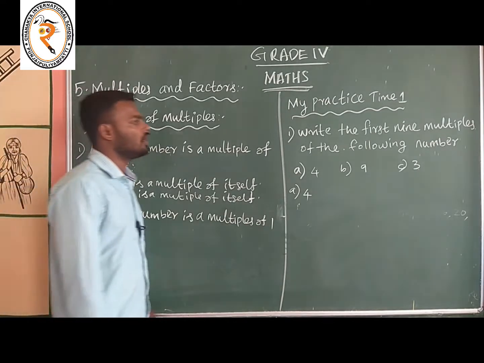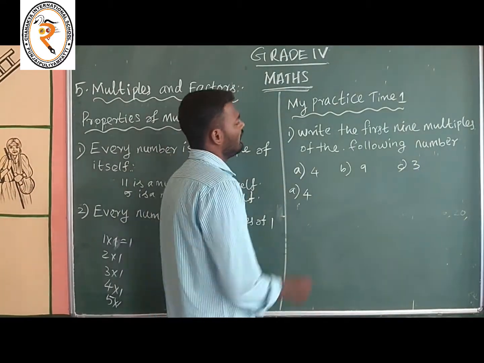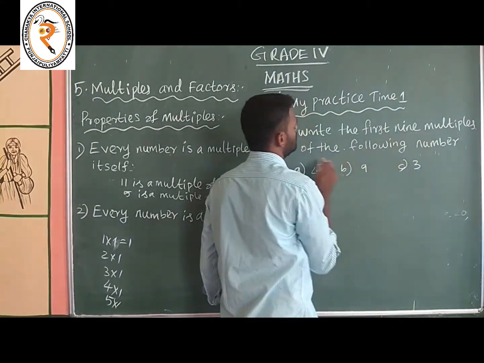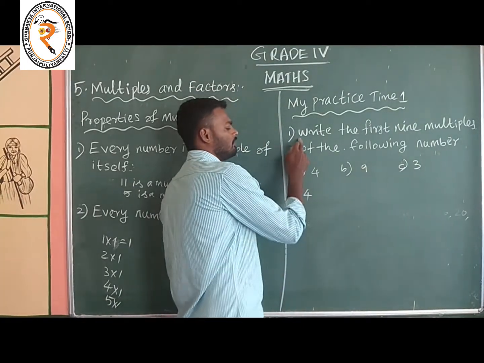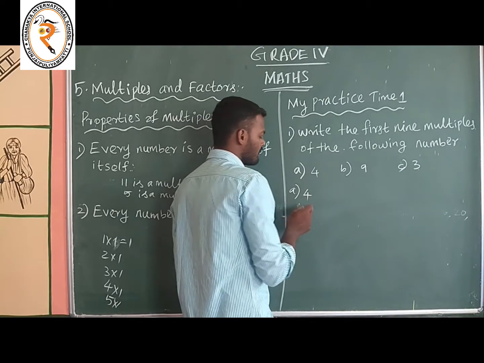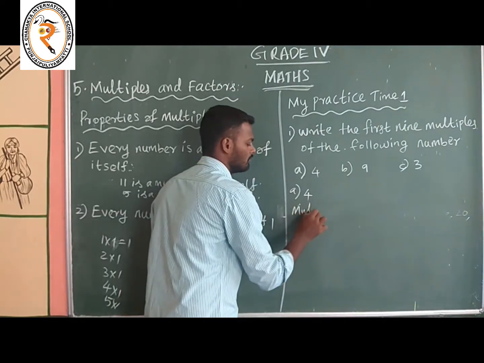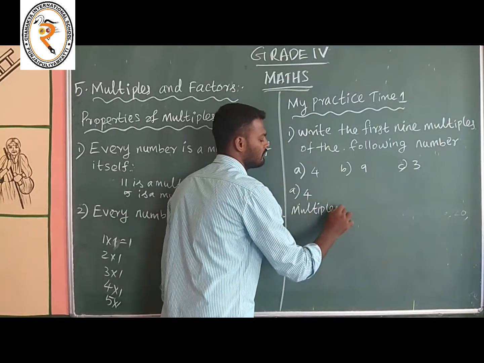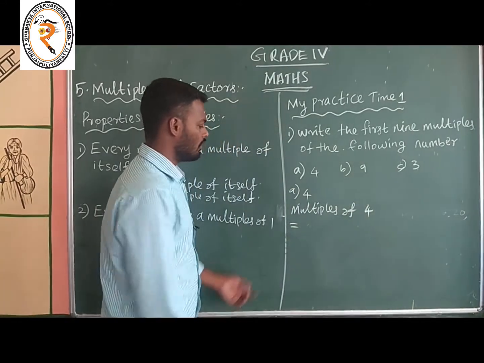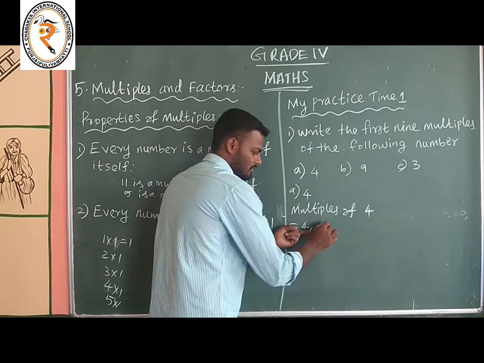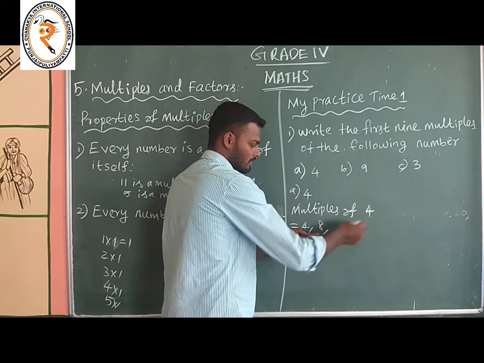My practice time 1. Our first question. Write the first 9 multiples of the following numbers. The first question A. The multiples of 4. In the fourth table, 1 4 is 4, 2 4s are 8, right?